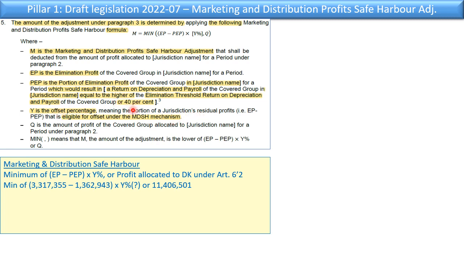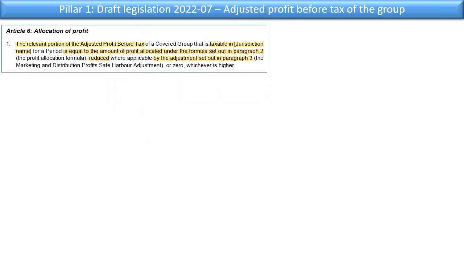I don't know whether I'm supposed to calculate Y, or whether because Y is in square brackets, this will be a percentage that will be filled in at some point. Considering the fact that the overall formula says that you take your residual profit and then you deem 25% of that to be a local marketing intangible, I will plug in 25% here for Y as well, and then our safe harbor will become the minimum of 1.9 million multiplied by 25%, or 11 million, and it therefore will become $497,000.